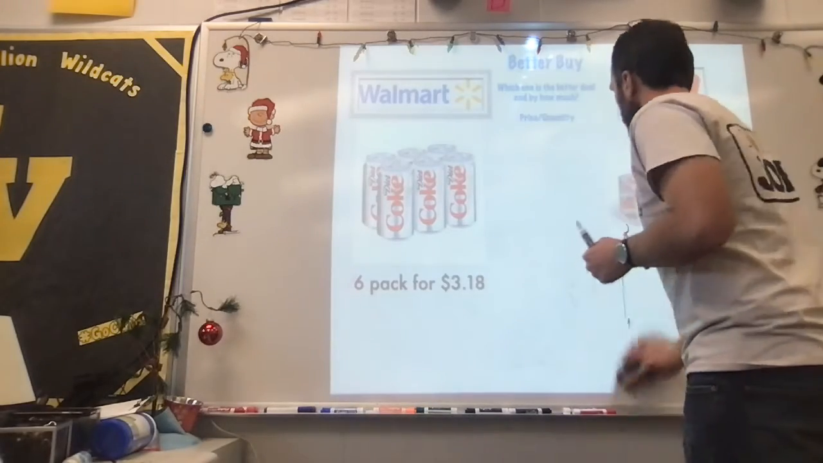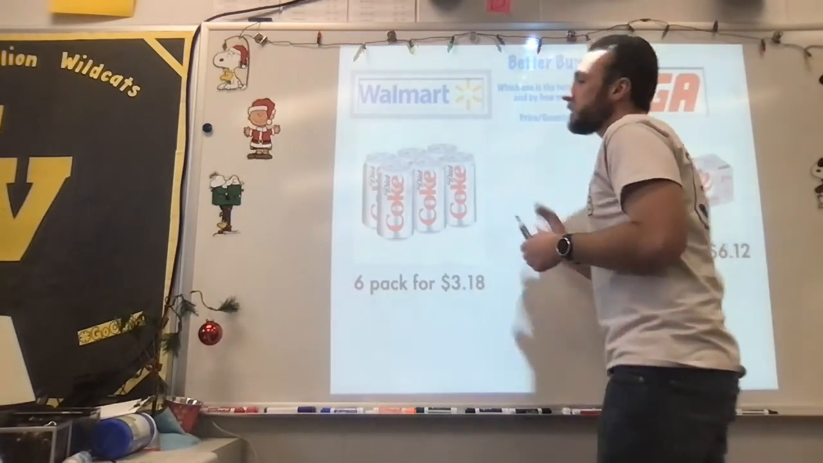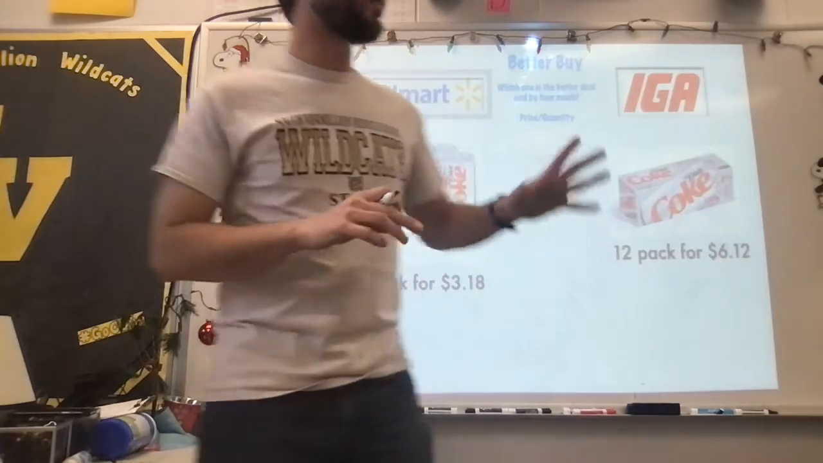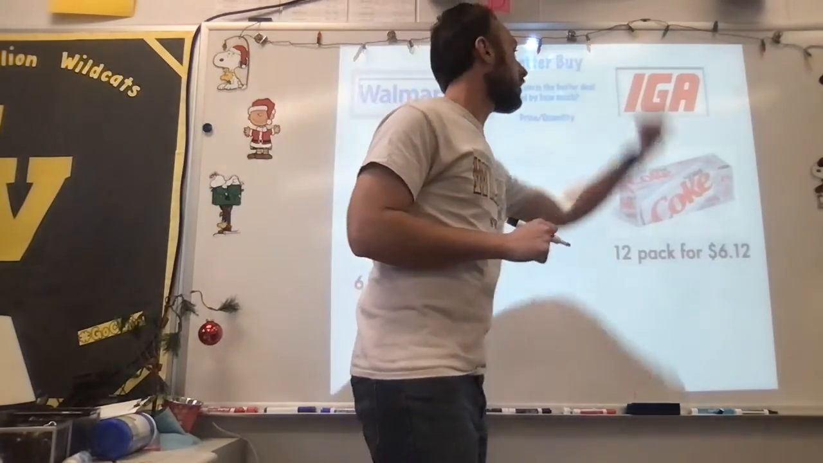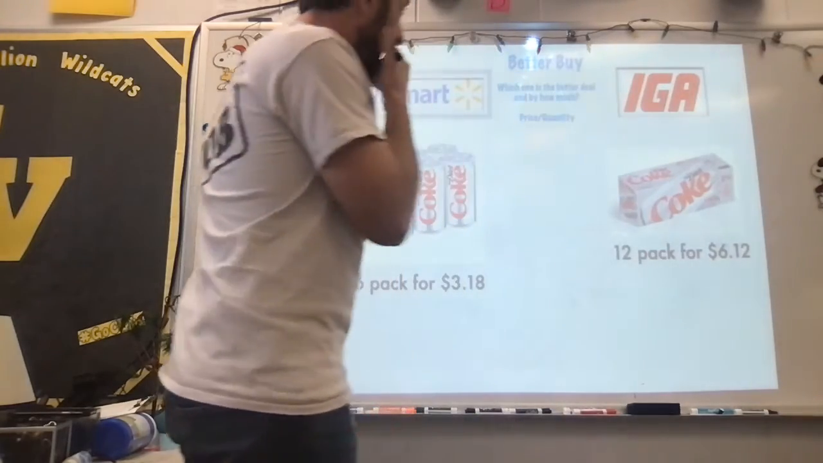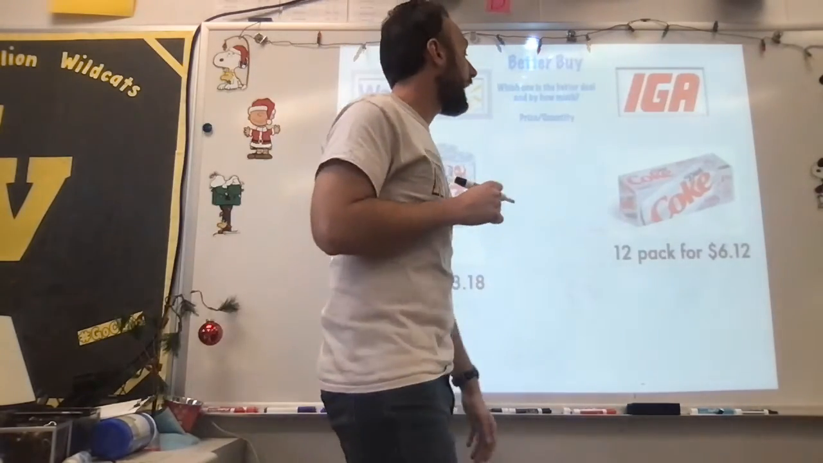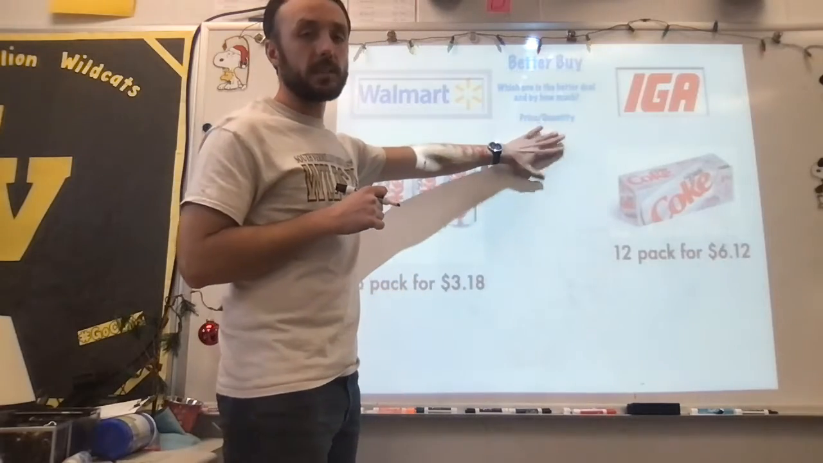All right, now this is what we'll do an activity about when we get back from school out in the hallways. It's one of my favorite activities, and this is how you could use this in real life. It says, okay, we have to buy some Diet Coke, and we're trying to decide, do we want to buy it from the Walmart or do we want to buy it from the IGA? And it says which one is the better deal and by how much. And right up here we have price divided by quantity.